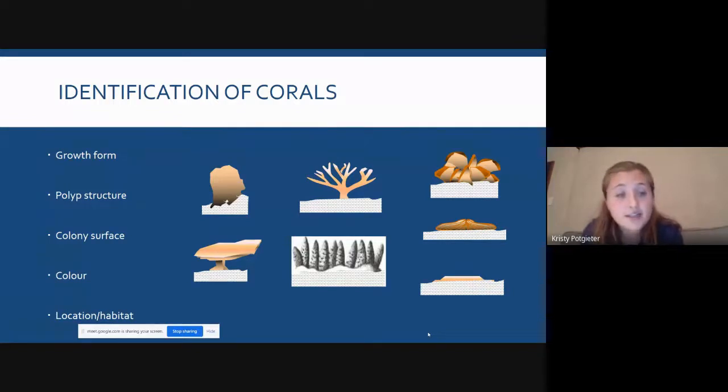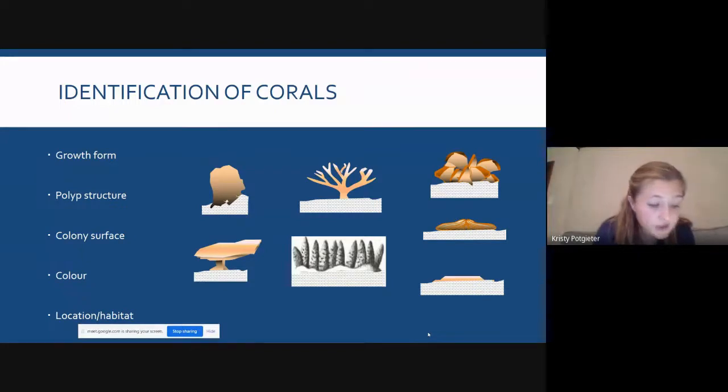You can also look at the structure of the polyps. Are the polyps quite small and squat, or are they quite elongated? What do the tentacles look like? Are they small? Are they feathery? Are they quite elongated? Are they kind of bubble shaped? Have a look at the tentacles.